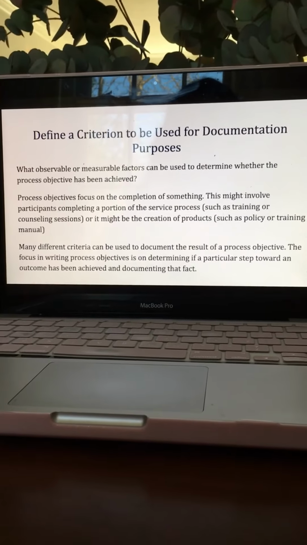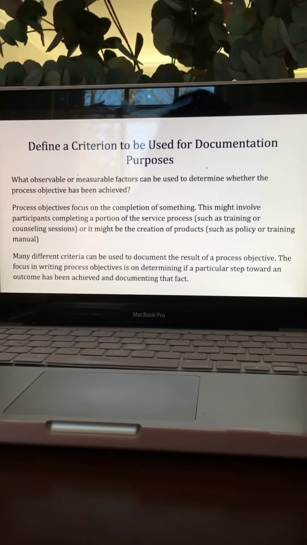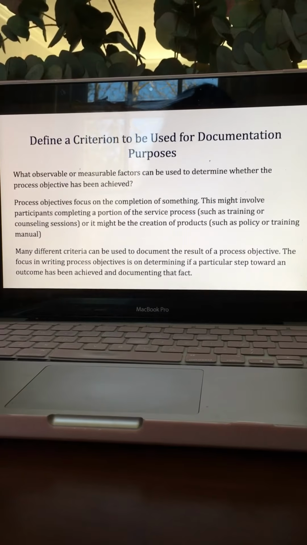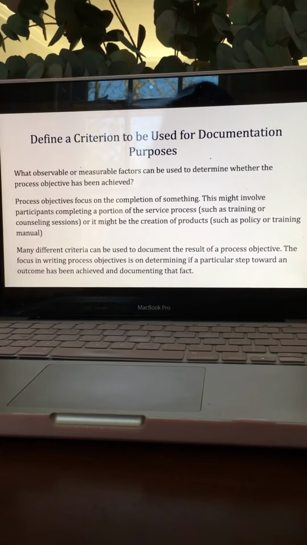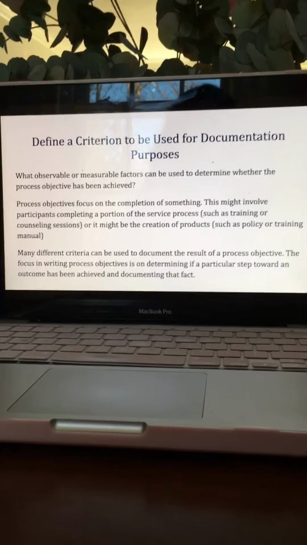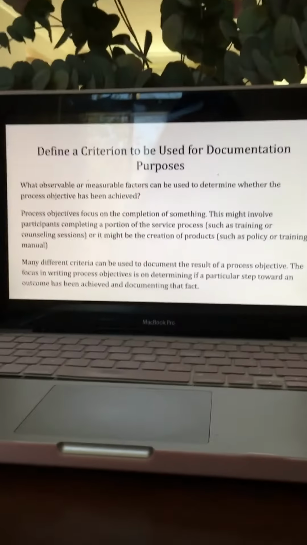So many different criteria can be used to document the result of a process objective. The focus in writing process objectives is on determining if a particular step toward an outcome has been achieved and documenting that certain fact.